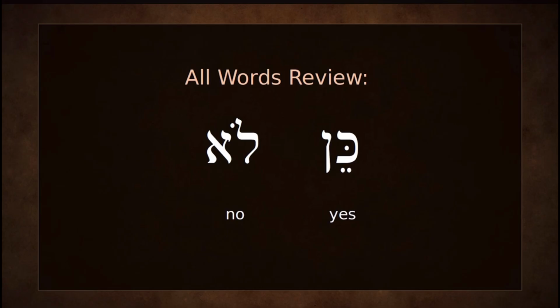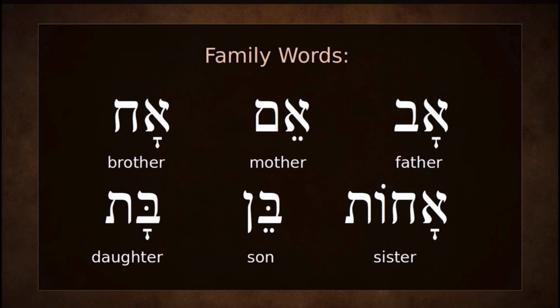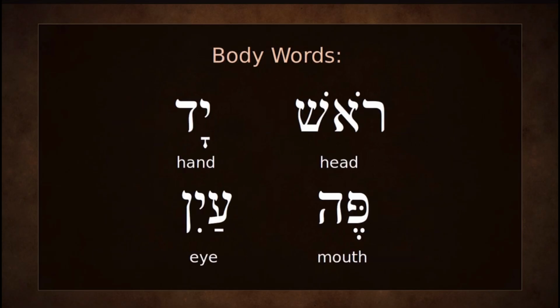On the right, we have kain, which means yes. Next to that, we have lo, which means no. Here we have a set of words for family members. At the top, working from right to left, we have av, which means father, em, which means mother, and ach, which means brother. In the bottom row, starting on the right, achot means sister, bain means son, and bat means daughter. Here are some words for body parts.